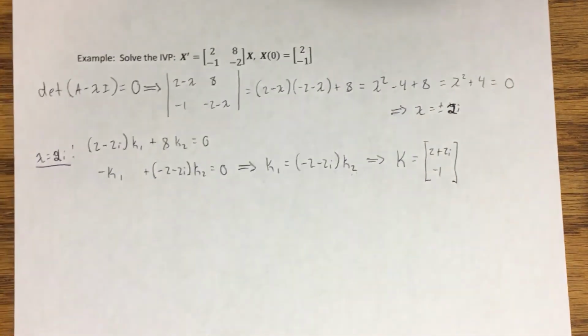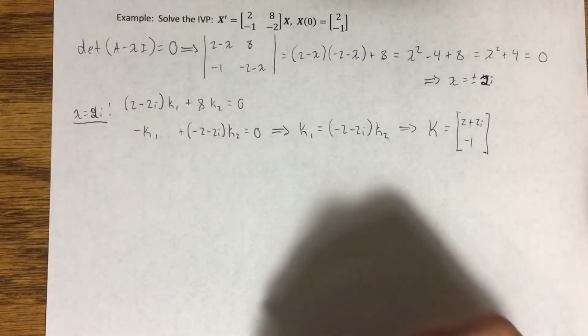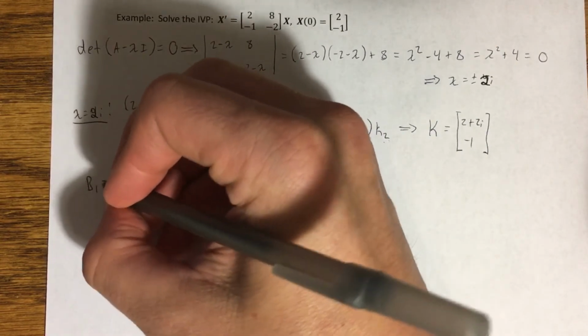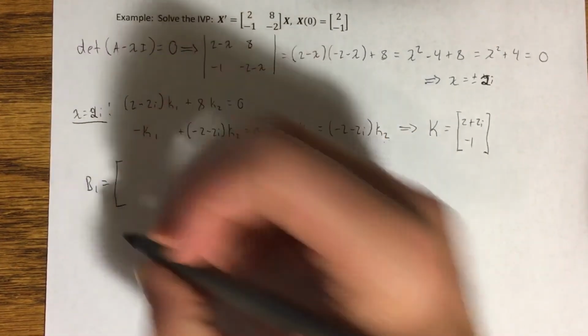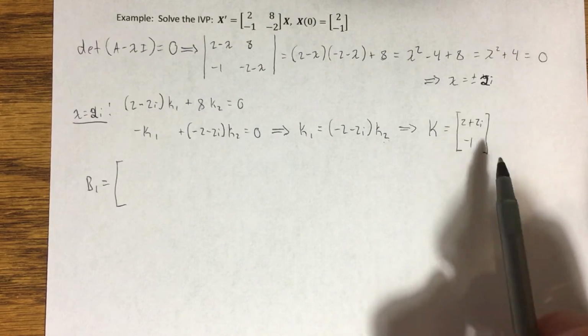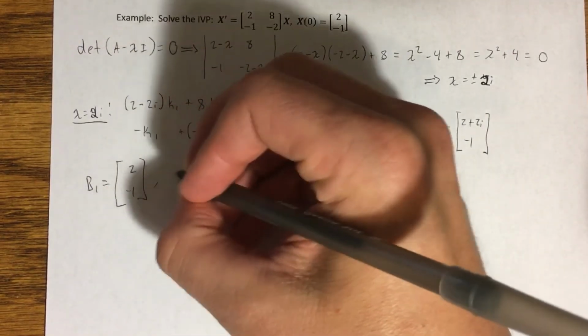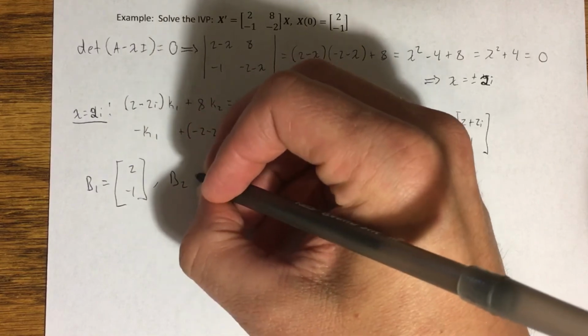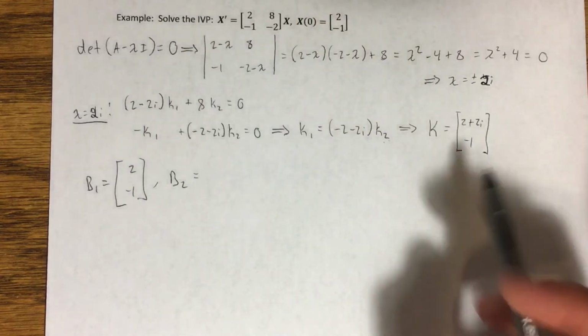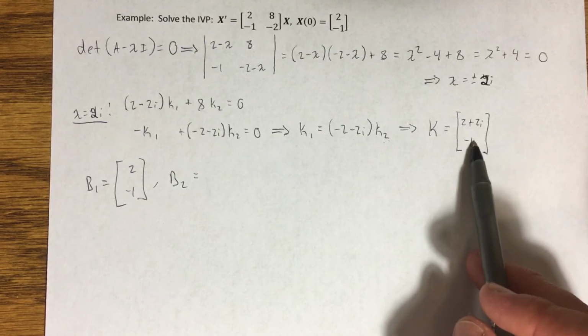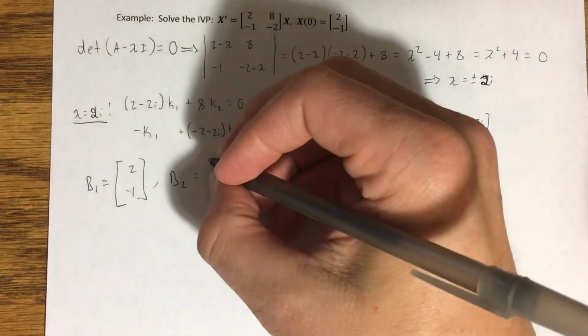Now, in order to come up with our solution, we need those vectors b1 and b2. So remember, b1 is the vector containing the real parts of our eigenvector. So that would be 2, -1. And b2 would be equal to the vector containing the imaginary parts, 2, 0.